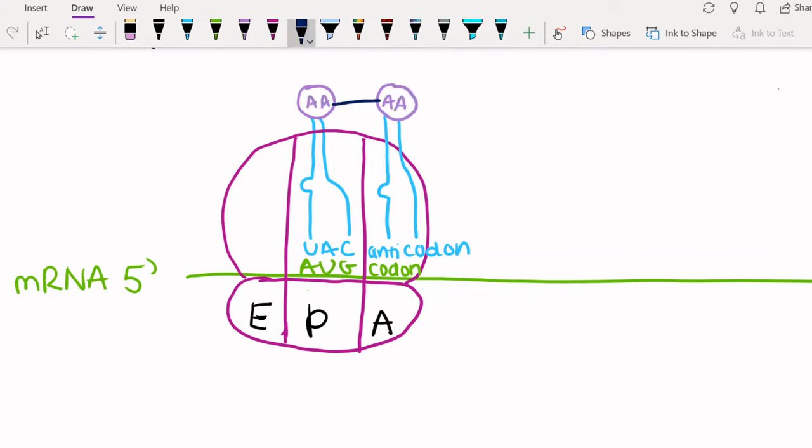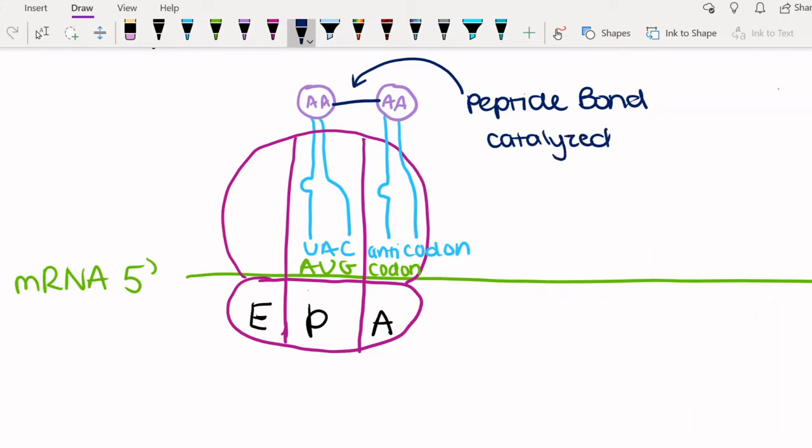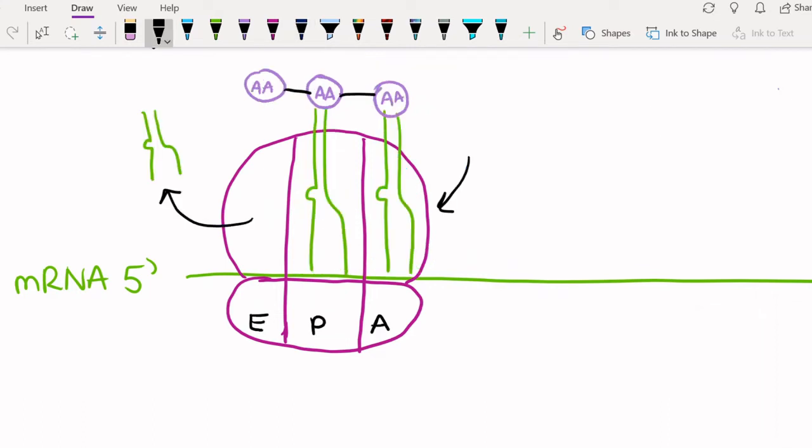Each tRNA is carrying an amino acid, and the ribosome catalyzes the formation of a peptide bond between the amino acids. After, the tRNA molecules are going to shift sites as the ribosome moves along the mRNA strand to the next codon. The first tRNA will exit through the E site, leaving behind its amino acid. The second tRNA moves to the P site, where it holds the growing amino acid chain. This is where the process starts to repeat.